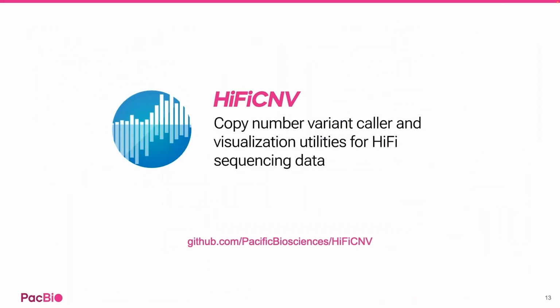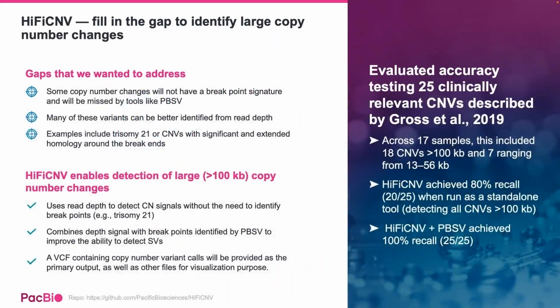For larger deletions and duplications, we also introduce HiFi CNV. For structural variants, we already have pbsv in-house as a breakpoint caller. But some copy number events, especially those larger than 100 kb, may not have a breakpoint signature, and we found it is better to identify them using read depth.